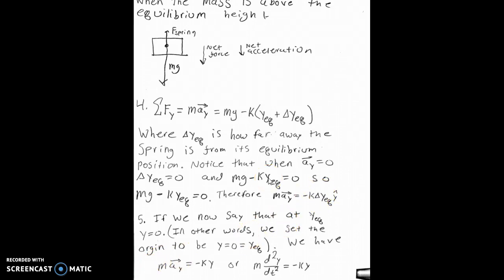So for part 5, I'm replacing where the origin of the y-axis is by saying that at the equilibrium position y equals 0. That means delta y_eq is just going to change to y, because y represents the change of where the mass is in the y direction from the equilibrium position. So placing all those things together, the mass times the acceleration in the y direction equals minus the spring constant times this new y that we found by setting y equilibrium to 0.